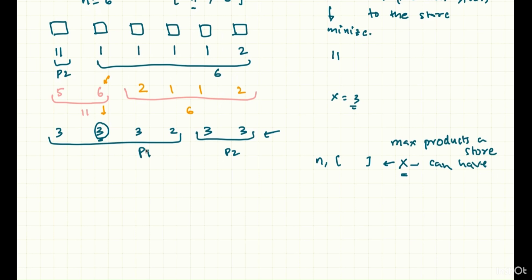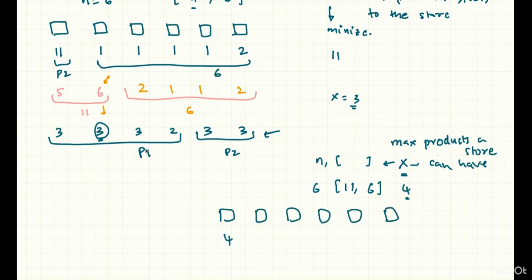Let's take an example. We have 6 stores over here and we have 11 and 6. Let's say x is 4 products. At any point of time for a given combination, any store cannot have more than 4 products. So let's take the stores.